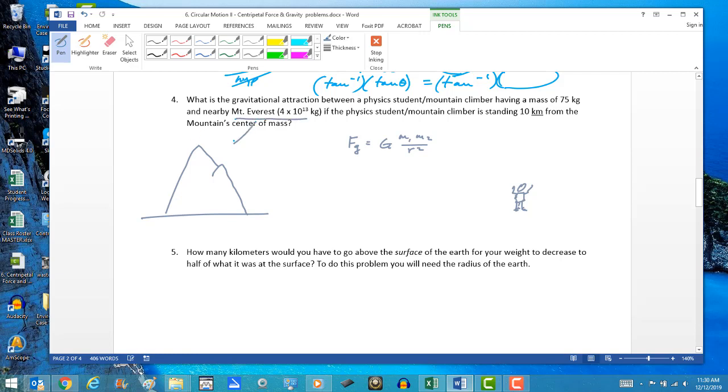Right here, I'm not Bob Ross, so this is my best mountain. If I was Bob Ross, I could probably draw a better mountain for you. But here's the student over here. We're given the mass of both in kilograms, so we don't need to convert anything there. We're given the distance, 10 kilometers. And other than that, the problem is pretty much a plug and play. You're trying to solve for the gravitational force.